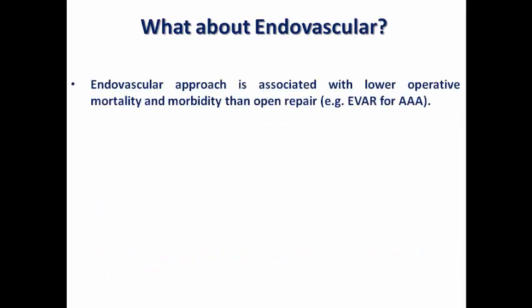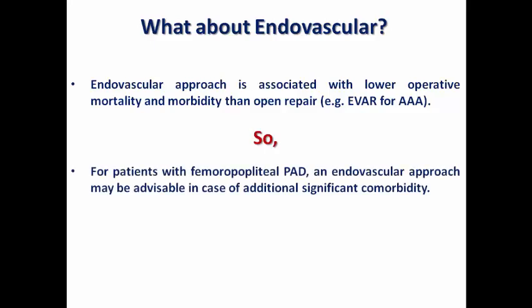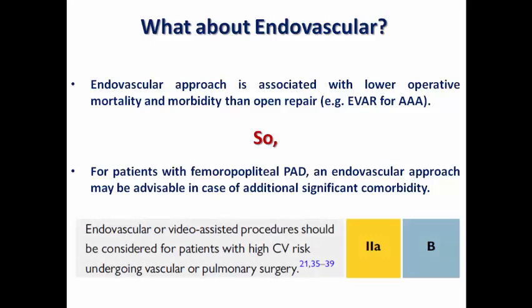Regarding endovascular surgery, of course, it is associated with lower operative morbidity and mortality than open repair, like EVAR, for example, for abdominal aortic aneurysm. And so, in patients, for example, with peripheral arterial disease, an endovascular approach is advisable due to significant comorbidities with open surgery. And so there is a class 2A for endovascular, or in some cases video-assisted procedures like thoracoscopy, to be considered for patients with high cardiovascular risk undergoing vascular or pulmonary surgery.